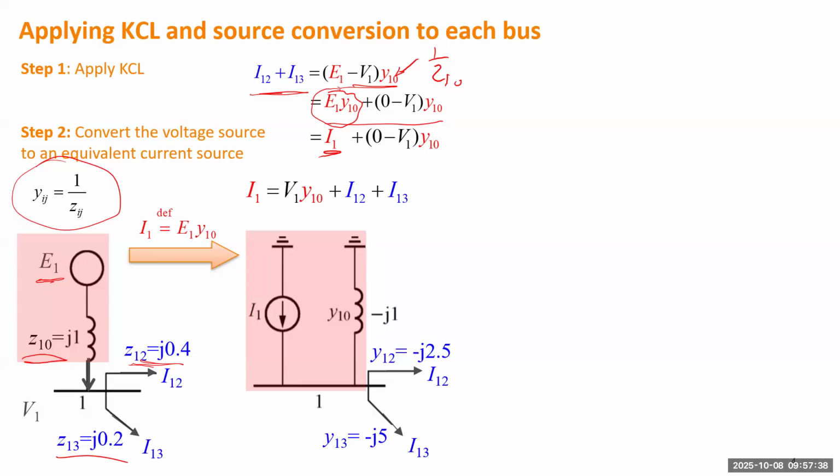Okay, then we can rearrange the equation so that the left-hand side is a constant current and the right-hand side has 3 currents. The first is the current going to the ground through this admittance, that's V1 minus 0 multiplied by the admittance. And there are also other currents, the currents going to other neighbors.